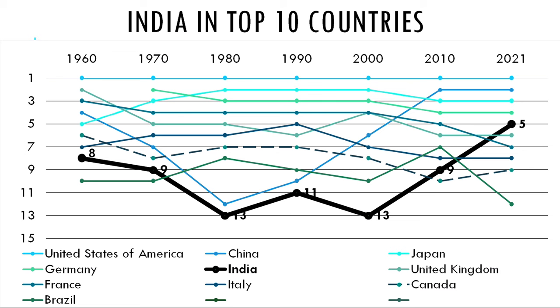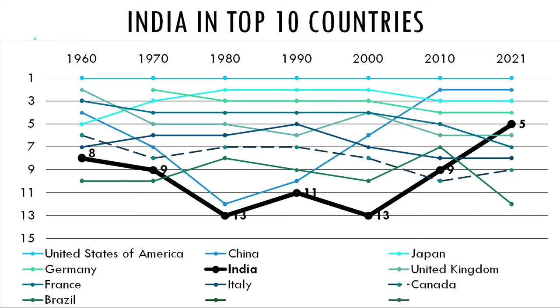Then from 2000 onwards, India's growth trajectory is very positive. From 13 we moved to 9th, and then from 9 we moved to 5. What I showed you is based on 2021 data. This is where you get to know who the top players in the world are. Which countries? If you look at the top one, the thin blue line, that is the data of the United States of America.